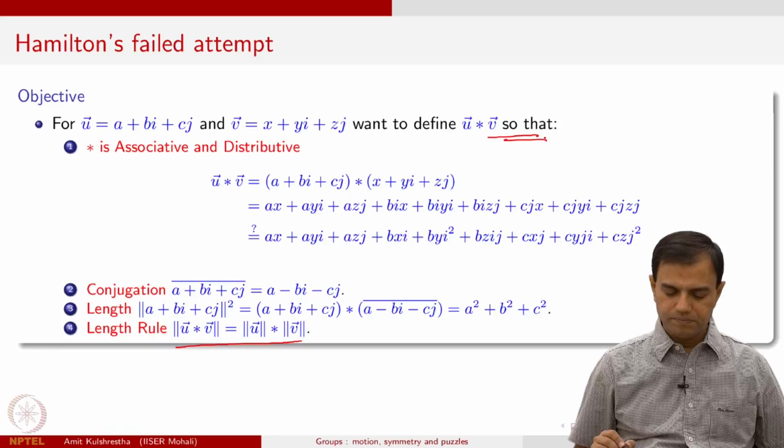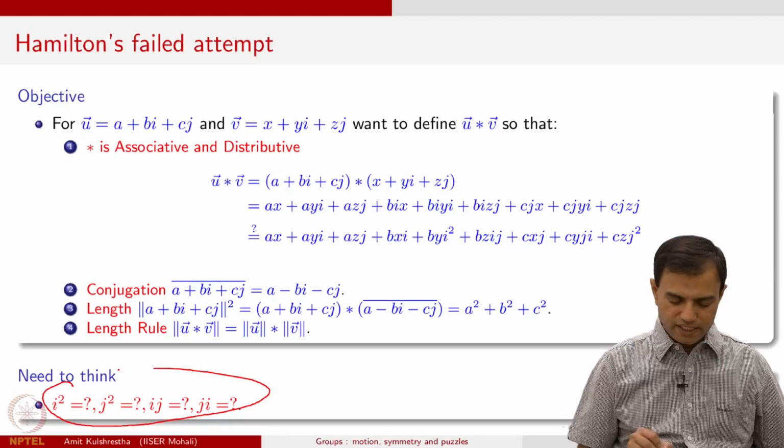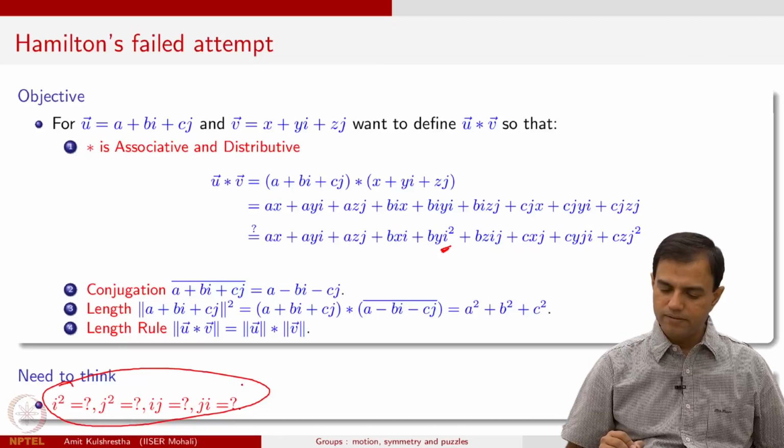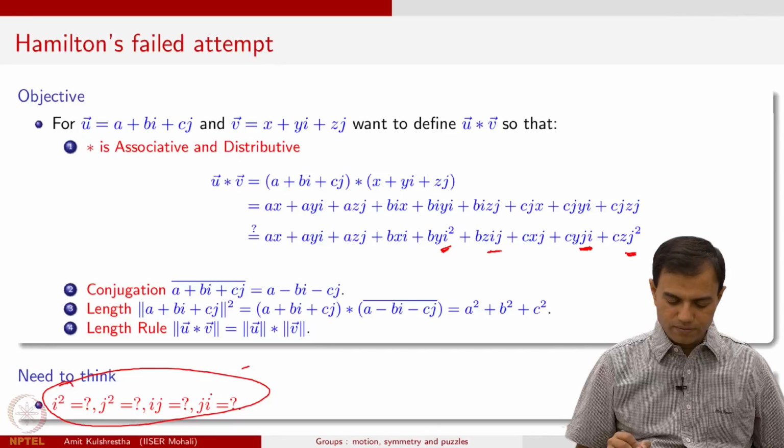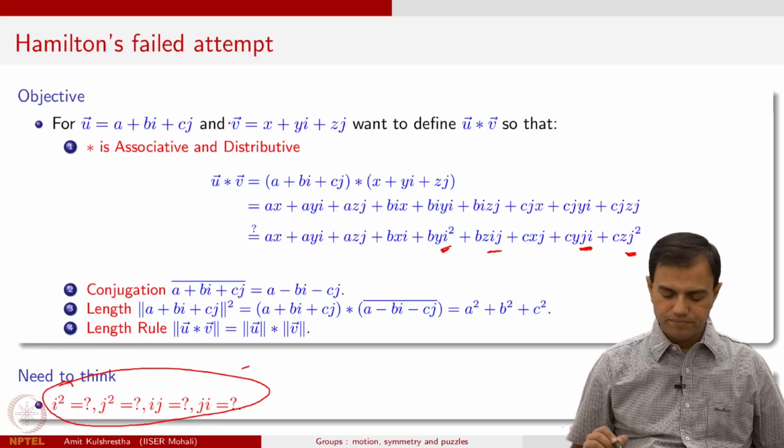So if you want to define this, you really have to understand what is i square, because i square is a new symbol here. What is j square and what is ij? What is ji and what is ij? So one needs to understand this, what it is going to be in terms of... and that was the crucial part of all this.